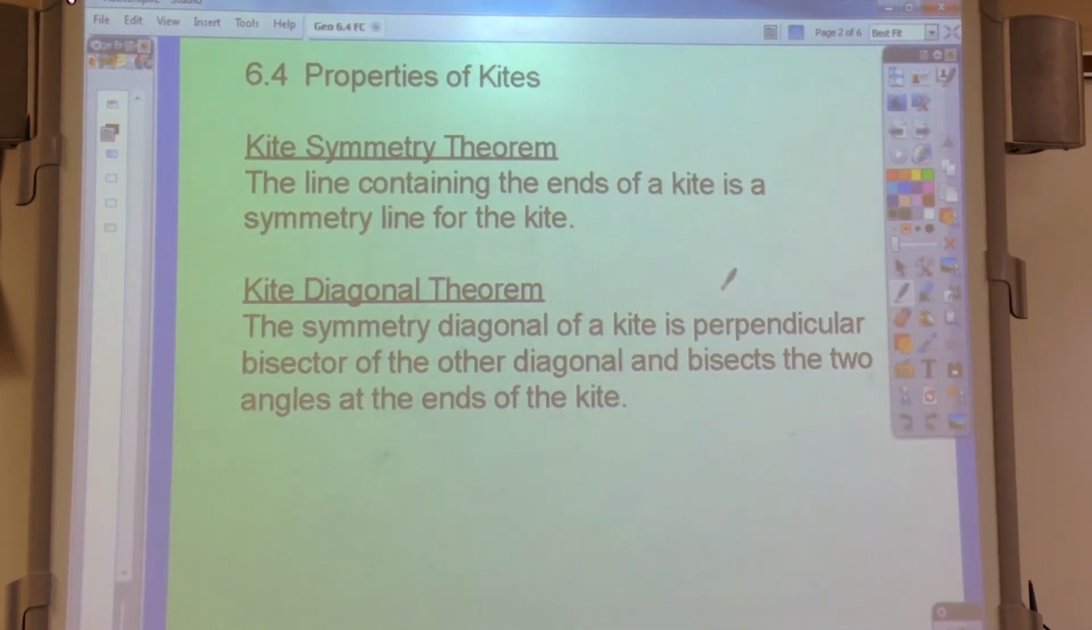This is section 6.4 of Mrs. Quinn's geometry class, and today we're going to talk about the properties of kites, one of our quadrilaterals.